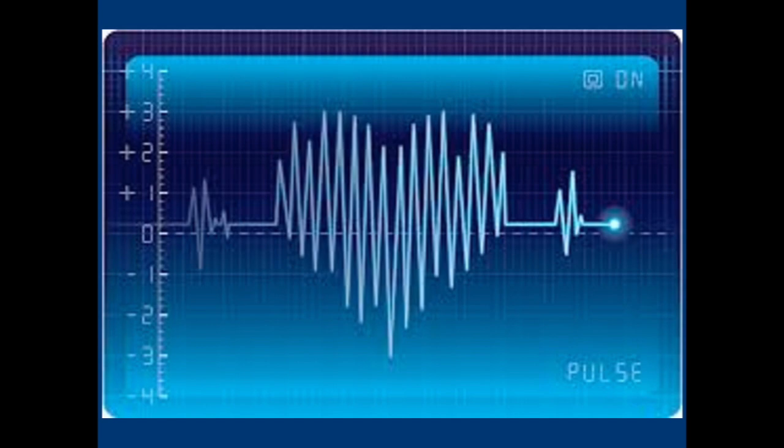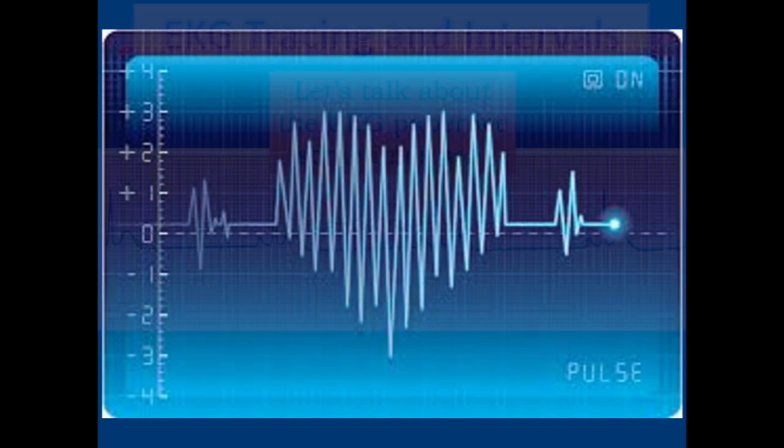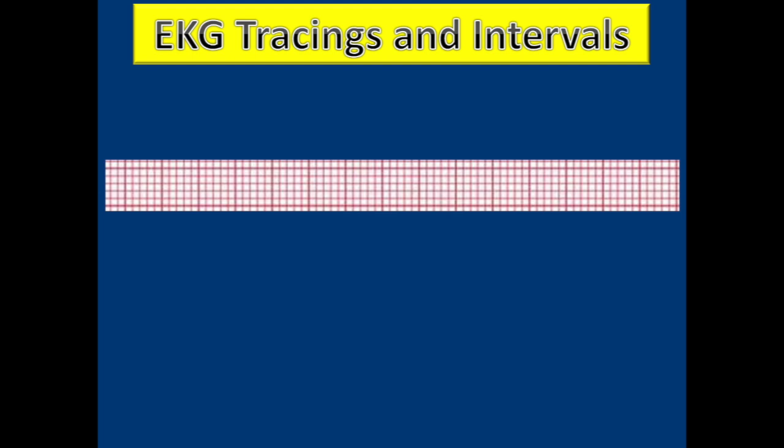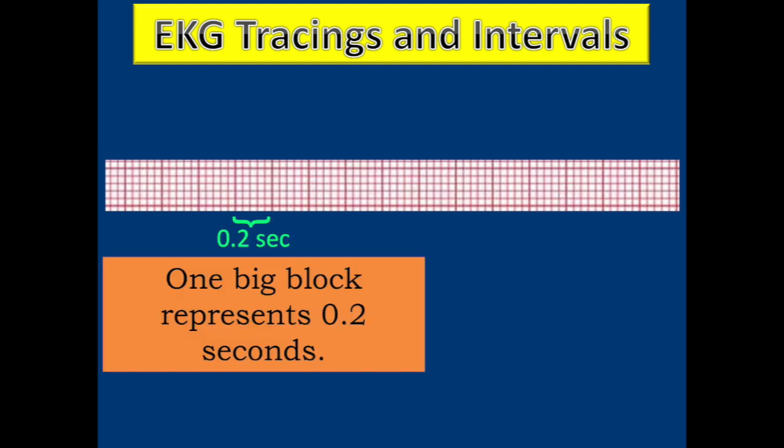Let's talk about EKG tracings now. Look at the paper, look at the monitor. But first, let's talk about the paper. There's some things that I want you to see. Notice that it's built into or printed in big squares, and then there's 5 little tiny squares that make up the width and the height of each of the big squares. So one of the big squares represents 0.2 seconds.